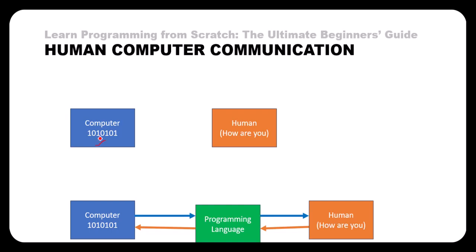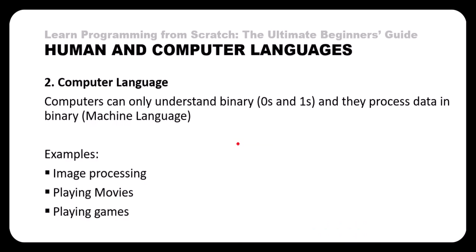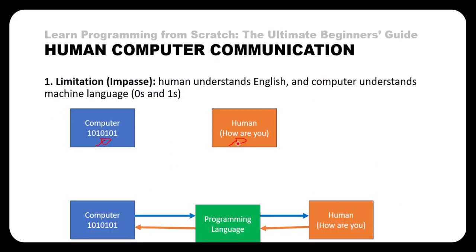Because how does someone who's speaking zeros and ones and someone who's saying, how are you? Or even be able to understand each other? That's where the problem is. So the first thing that we need to understand is that we have a communication problem there. We have a limitation. We have an impasse, right?